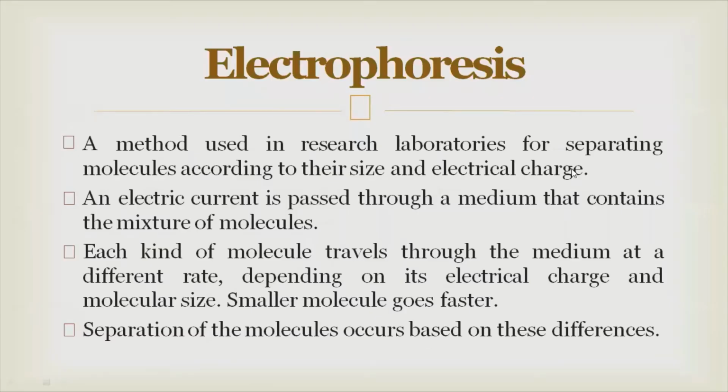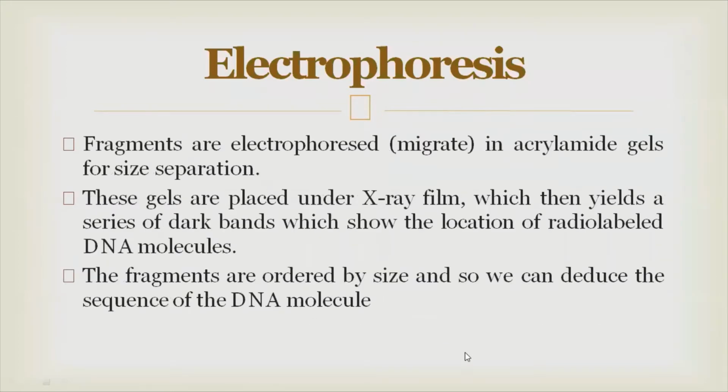Then he performed electrophoresis, same as in Sanger's method. The method used in research laboratories for separating molecules according to their size and electrical charge is known as electrophoresis. An electric current is passed through the medium that contains the mixture of molecules, and each kind of molecule travels through the medium, in this case the gel, at a different rate depending on its electric charge and molecular size. Smaller molecules go faster, and separation of the molecules occurs based on these differences.